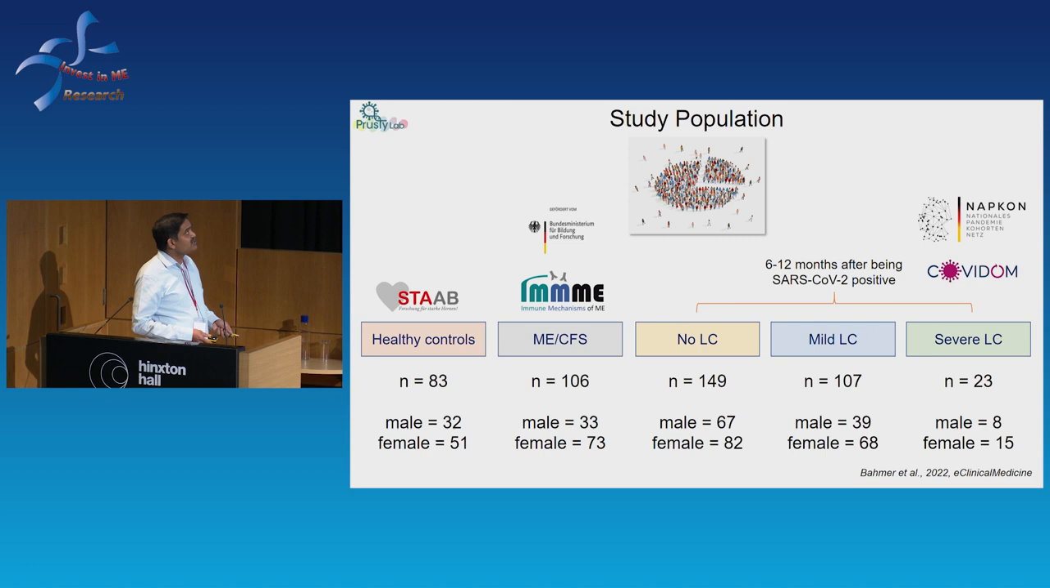So what I'm going to present today is a study that we just recently submitted. It's a study population which compares random healthy individuals from the general population. This is covered by a cohort called the STAP cohort, which includes people from the city of Wuerzburg, where I live. And we have the BMBF, the German government-funded consortium, where we look into ME/CFS patients at Berlin and Munich.